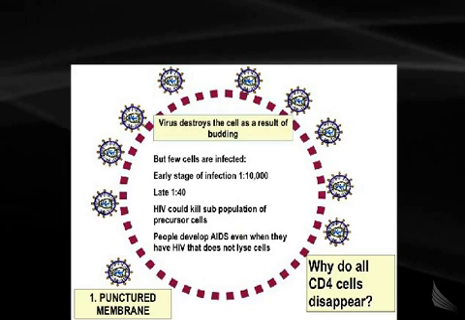Virus destroys the cell as a result of budding, but few of the cells are infected. In the early stage of infection, only 1 in 10,000 cells are infected, but in the late stage it's much more potent, 1 in 40. HIV could kill an entire subpopulation of precursor cells, and people develop AIDS when they have HIV that does not lyse cells.